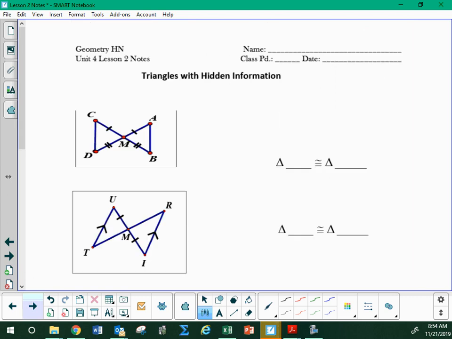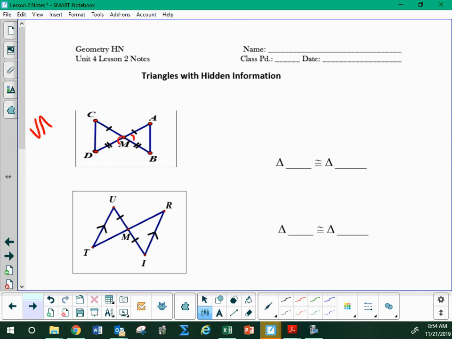So this says triangles with hidden information. Again, we have to apply what we know from previous units. With parallel lines, we can get some stuff: alternate interior, sometimes corresponding comes into play. We have reflexive property. Looking at our first picture up here, what else could I say about that picture? Vertical angles theorem. Yes.